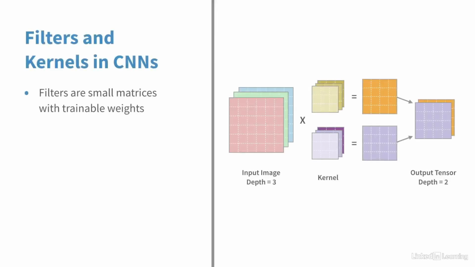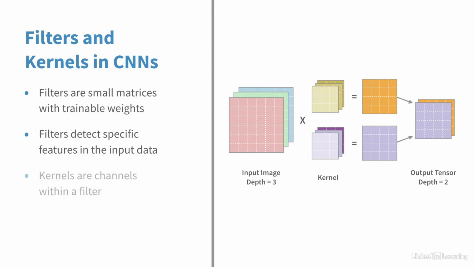Filters are a collection of small matrices with trainable weights that the network learns during training. Each filter is responsible for detecting a specific feature in the input data. The depth of the filter should match the depth of the input data, meaning a 3-channel red, green, blue image requires a filter with 3 channels. Each channel in a filter is referred to as a kernel.